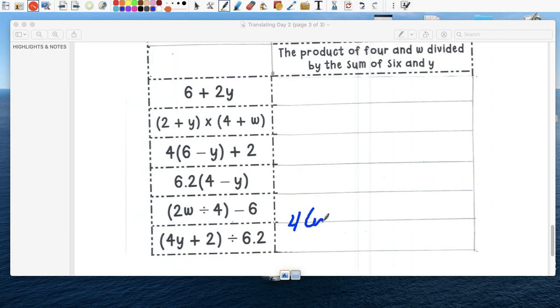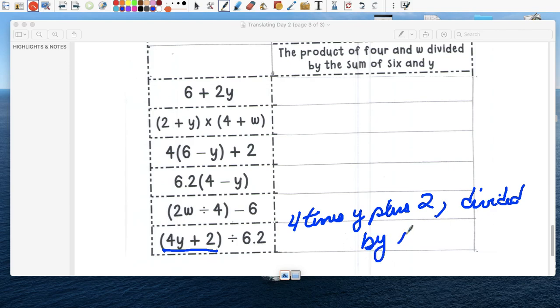Last one. 4 times y plus 2, comma, porque hacemos esto primero, comma, divided by 6 and 2 tenths. Okay, so tomorrow I'll talk a little bit about that. All right, that's about it. Yeah, that's it.